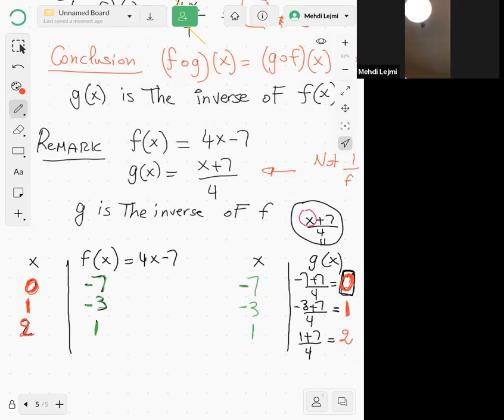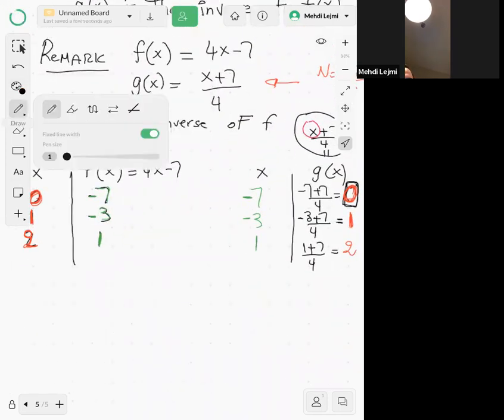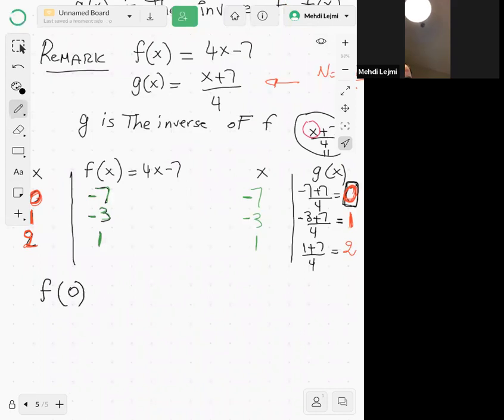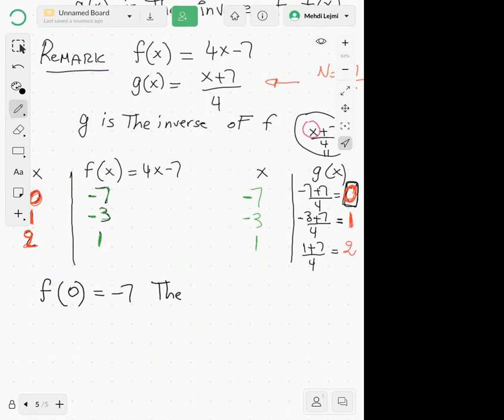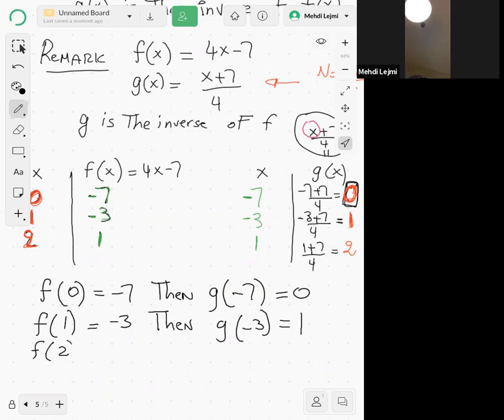So what I'm saying, guys, is that, as you can see, this is why g is the inverse of f. If f of 0 is negative 7, then g of negative 7 would be 0. F of 1, we said, is negative 3, right? Then g of negative 3 would be positive 1. And f of 2 is positive 1, then g of 1 is actually positive 2. So that's what the inverse does, right?